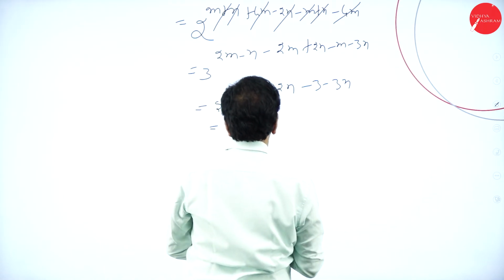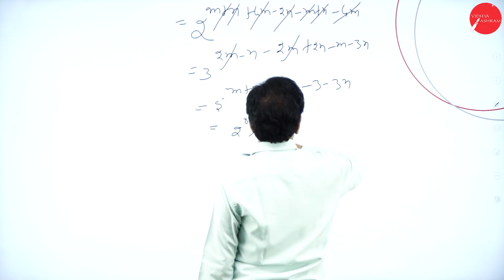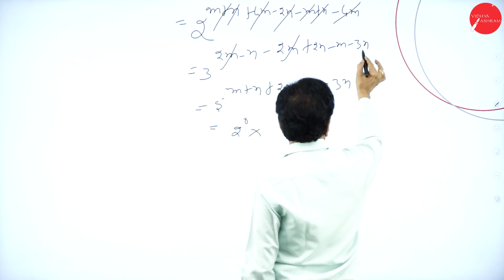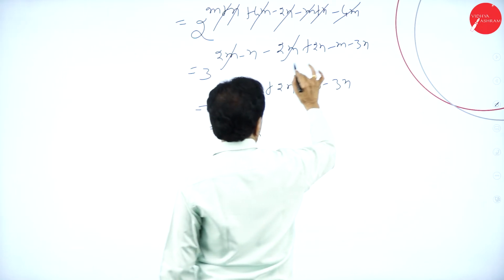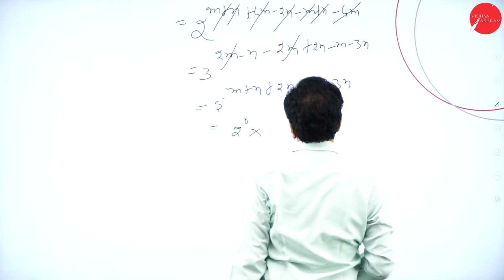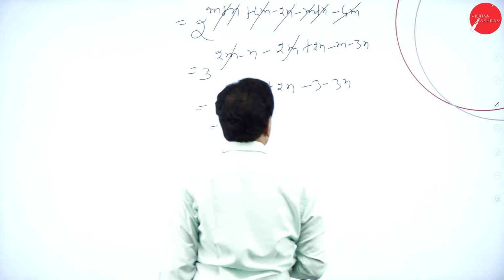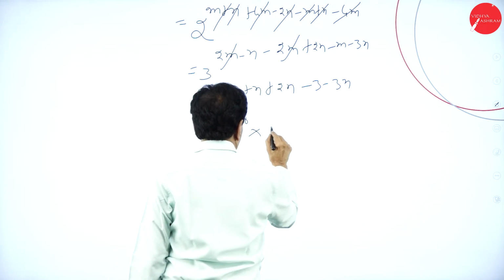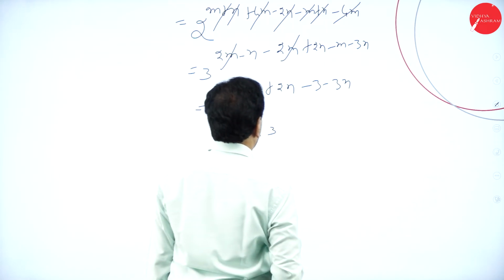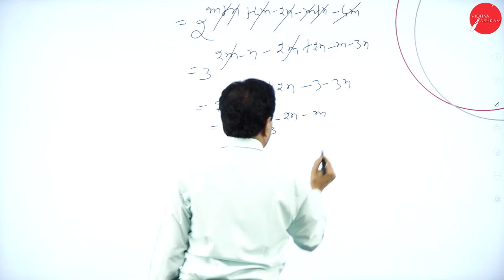Come back 3, 2m cancelled out. This is 2n minus n. This is 3n. 2n minus 3n is 4n. Here, how much left over? Minus 3n minus n minus 4n plus 2n is 3 to the power of minus 3n minus 4n plus 2n minus 2n minus m.